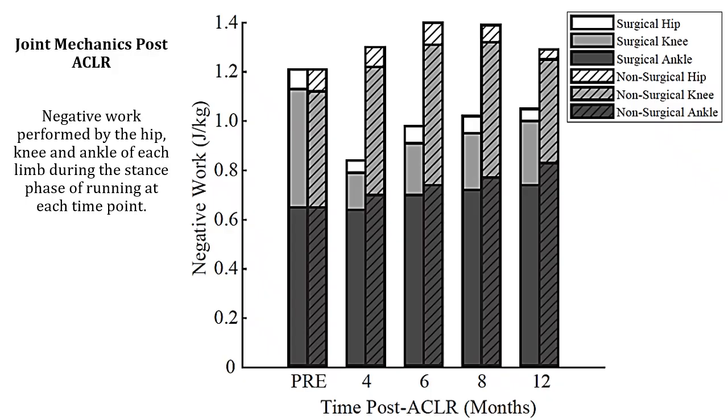In fact, there's a shift. As you can see, there's a gradual increase in the ankle shock absorption, and a fluctuation in the hip relative to the pre-injury state depending on the time point, be it 6 or 4 or 8. The hip seems to fluctuate a little bit, but definitely a stiffened pattern within the knee joint that's not restored at a year out.